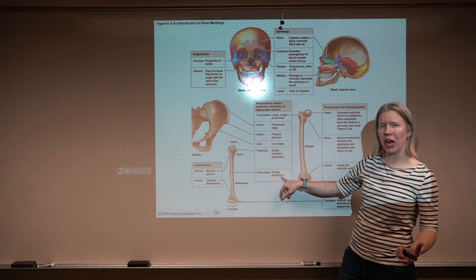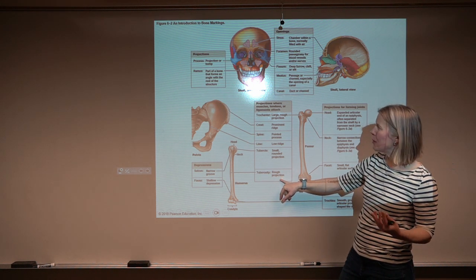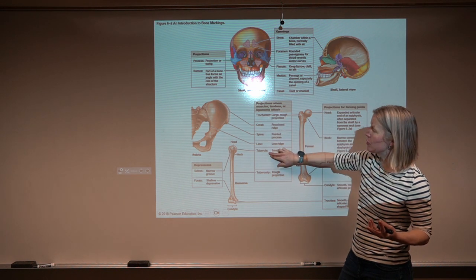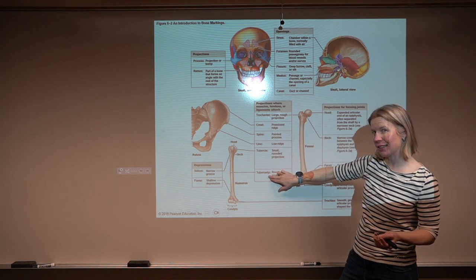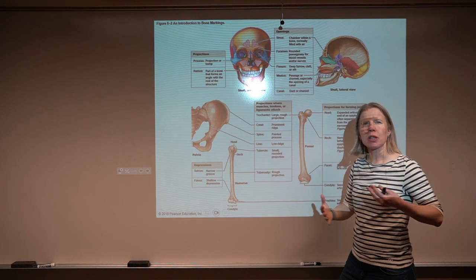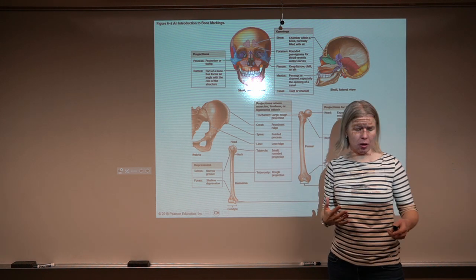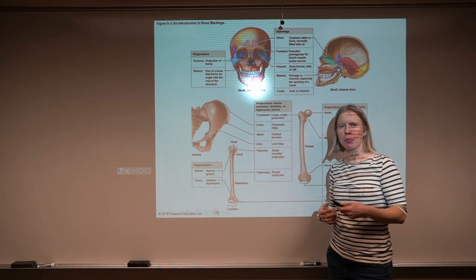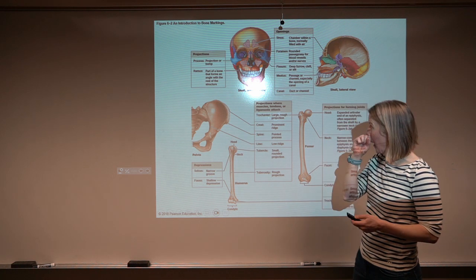Tuberosity, a rough projection. So again, this terminology isn't that clear, right? Like how different is a trochanter from a tubercle from a tuberosity, right? Or a spine from a line, those sorts of things, right? But basically, anatomists were trying to figure out ways to describe the features that they're seeing in bone.